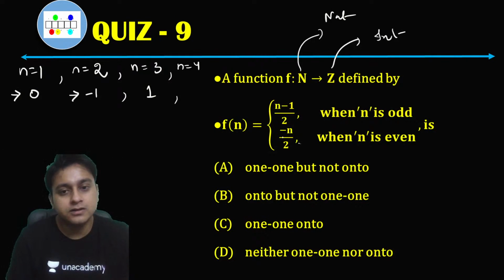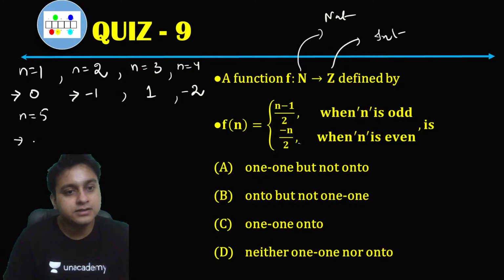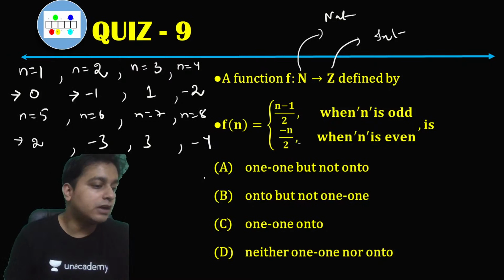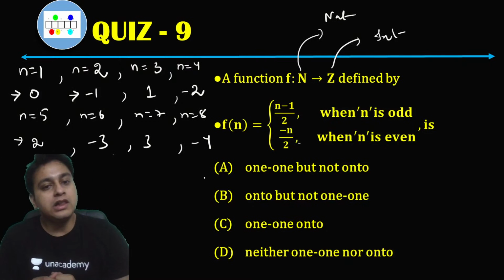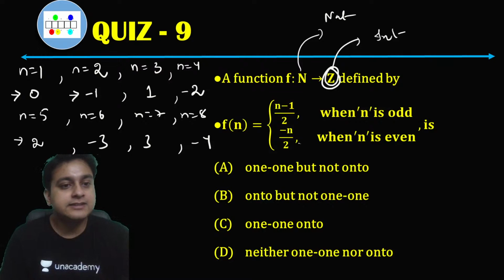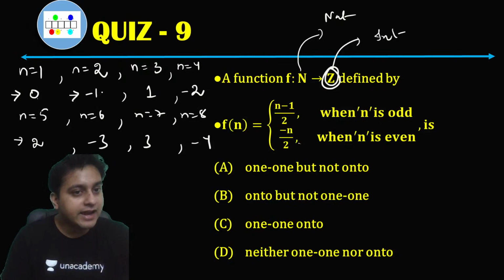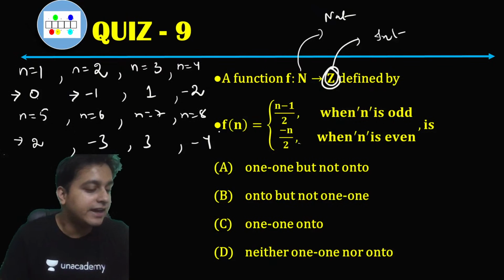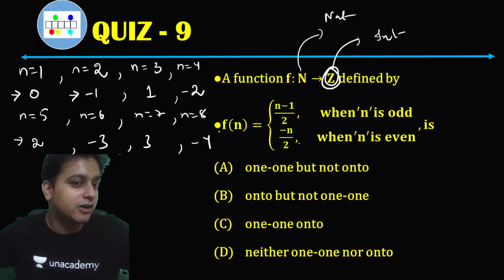You have to go here. You'll get minus 2. Then when you put n equals 5, you have to go there. We'll get output as 2. Then n equals 6, you have to go there. You'll get minus 3. Then n equals 7, you will get 3. Then n equals 8, you will get minus 4. Guys, are we able to cover everything? Are we covering all the integers? Let's see. We're covering 0, 1, 2, 3. Positive covered, negative minus 1, minus 2, minus 3, minus 4. Everything covered, guys.